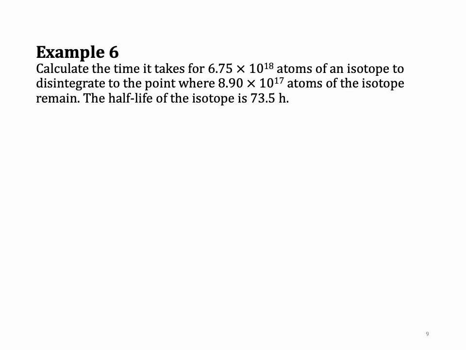let's try different types of questions that you can get from here. Calculate the time it takes for 6.75 times 10 raised to power 18 atoms of an isotope to disintegrate to a point where 8.9 times 10 raised to power 17 atoms of isotope remain. The half-life is given to you. So half-life means t half is given. This is how much sample was present before. So this is N0. This is how much sample is left after some time has passed. So this is N. The question is asking how much time it took.